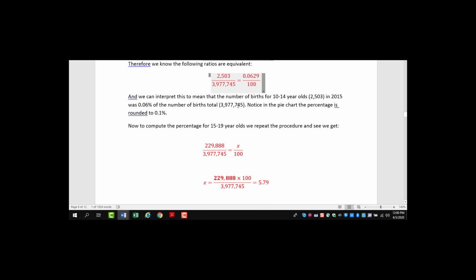And we can interpret it to mean that the number of births of 10 to 14-year-olds in 2005 was 0.06% of the number of total births. The pie chart rounded it to 0.1% up above.